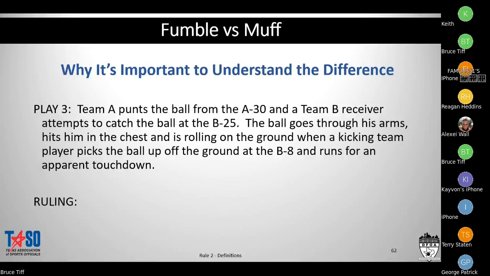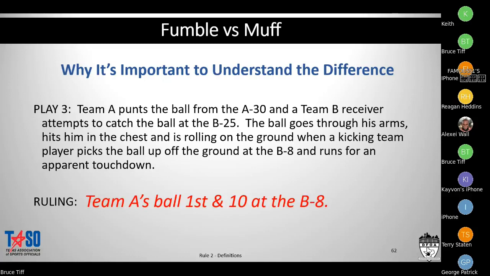Okay, Team A punts the ball from the A30 and a Team B receiver attempts to catch the ball at the B25. The ball goes through the Team B receiver's arms, hits him in the chest, rolling down on the ground. A kicking team player picks up the ball off the ground at the B8 and runs for an apparent touchdown. What do we have? Team A's ball, 1st and 10 at the B8.